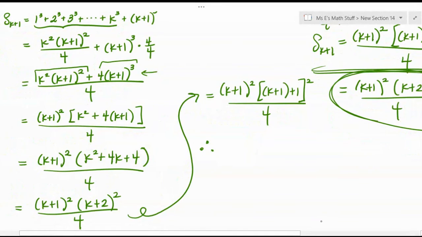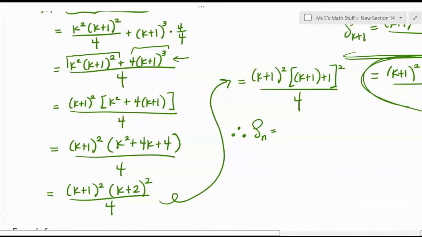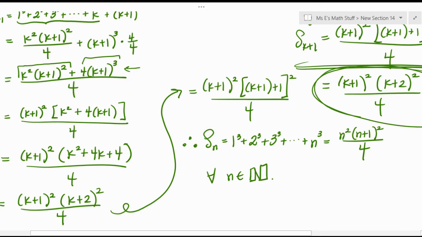Okay, our conclusion, don't forget about that part, would be therefore S sub n, which was defined as 1 cubed plus 2 cubed plus 3 cubed, all the way up to the nth term cubed. That could be found by doing n squared multiplied by n plus 1 squared all over 4, and that is indeed true for all n from the natural number set. We did that by mathematical induction.